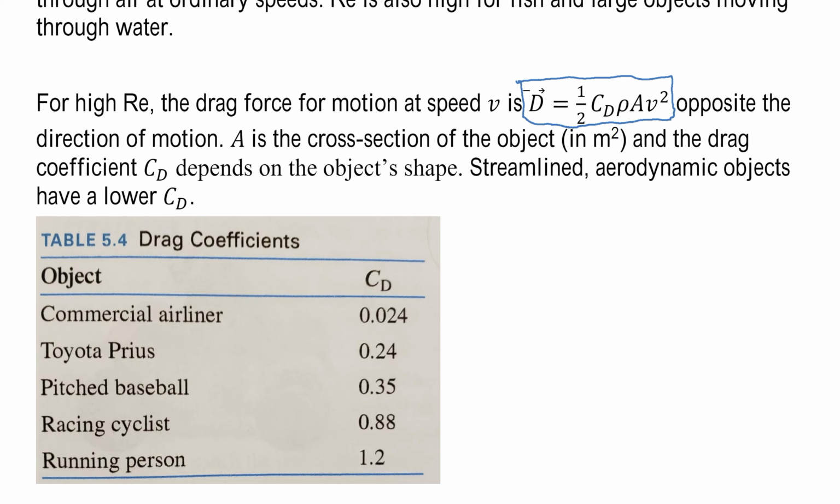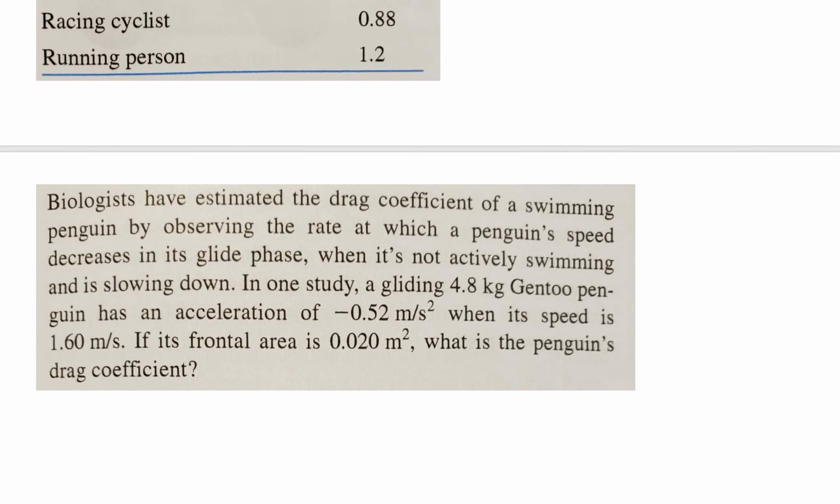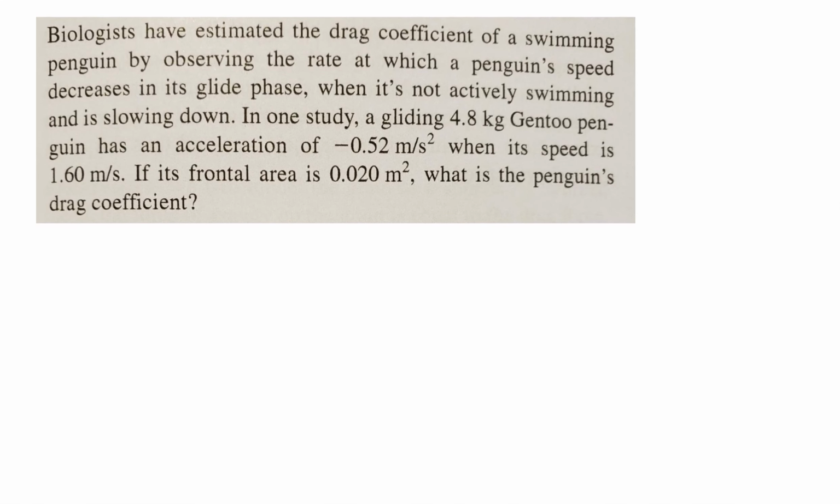They're pushing through air as a standing bar, okay? They just don't have a chance. So, biologists have estimated the drag coefficient of a swimming penguin by observing the rate at which a penguin's speed decreases in its glide phase. They actually sat there and studied swimming penguins. So the glide phase is when it's not actively swimming and is slowing down.